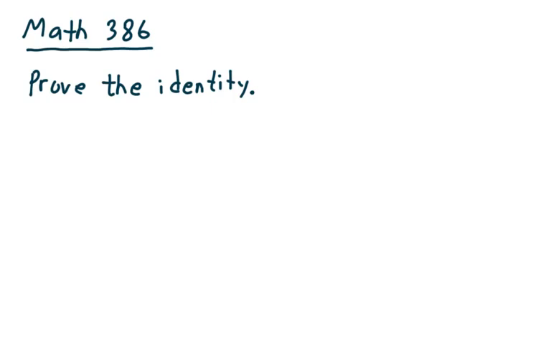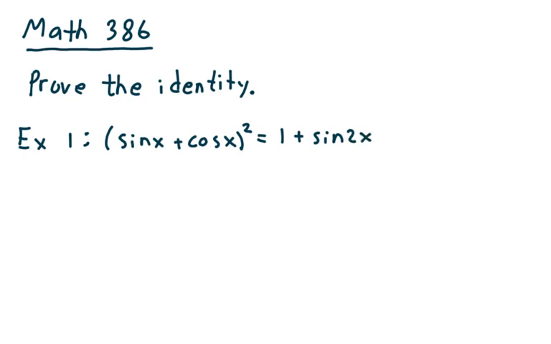This is a video from Math 386, and the directions say to prove the identity. Okay, so what we're going to do is take a look at the first example. Suppose I ask you to take sine of x plus cosine x and square it. And the claim is that that's equal to 1 plus sine of 2x. So what we want to ask ourselves is which side looks harder? And I would venture to say the left side looks harder.